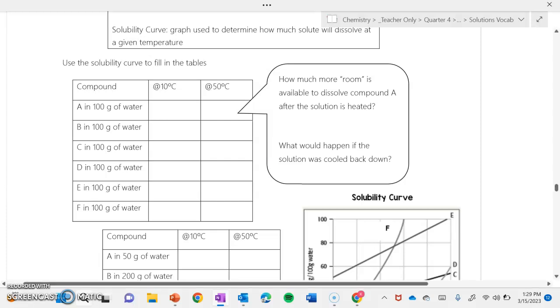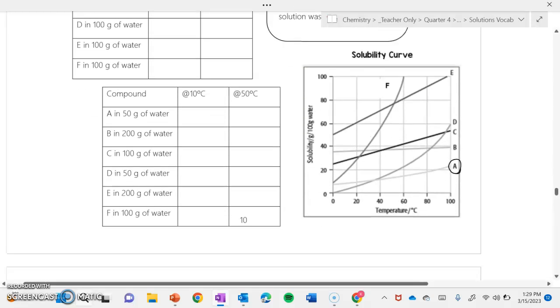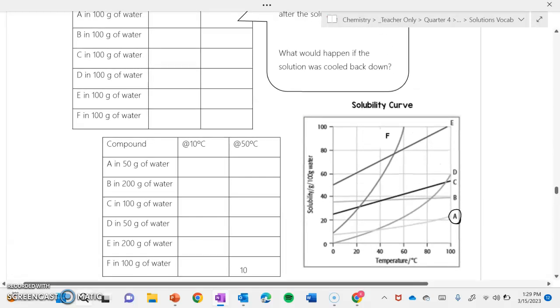So let's do some practice with this curve. And like I said before, when we're dealing with a solubility curve, we want to make sure we're looking at the correct curve. So I'm going to color code these really quickly, and you can do that as well if you have some highlighters handy.